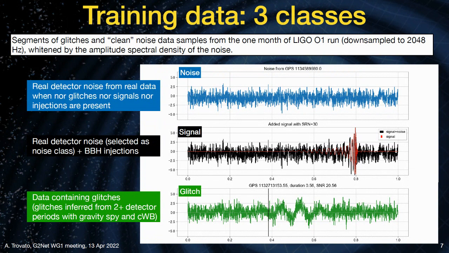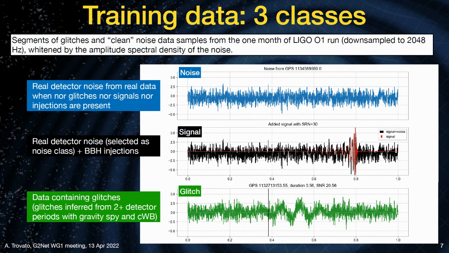The 3 classes, as you can guess, are the noise, so pieces of real detector noise where we know that there are no glitches, no signal, no injection, and these are open data where we know the status of the detector was good. Then the signal is obtained by taking the same data in the same conditions as the noise and injecting a signal, a BBH basically. I will say a few words about that later. And then the third class is the glitches.